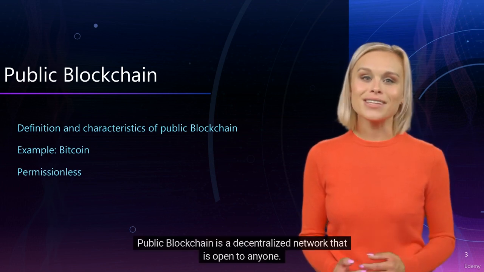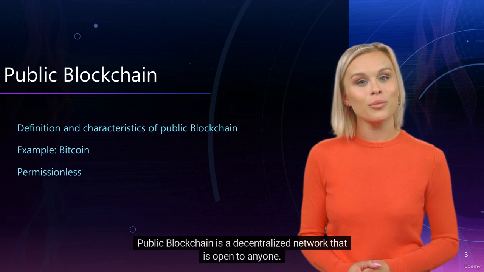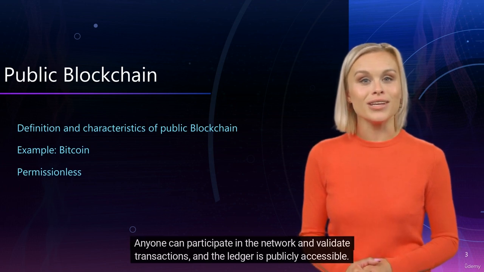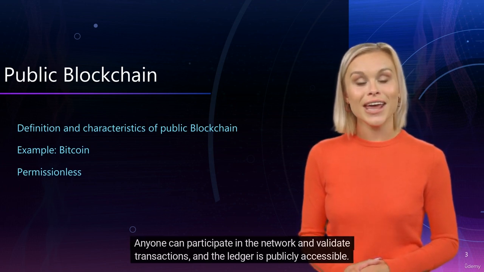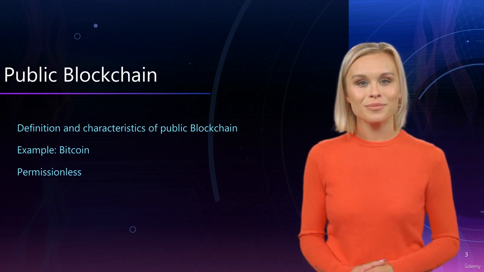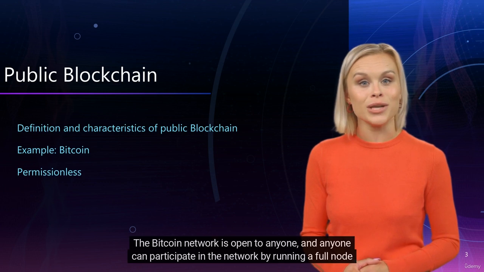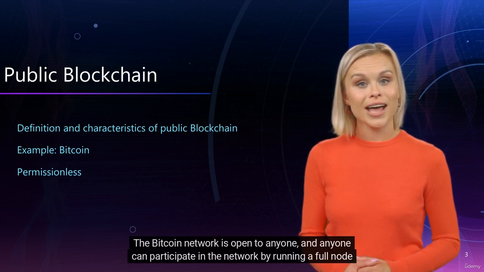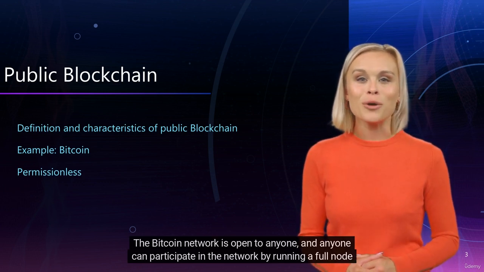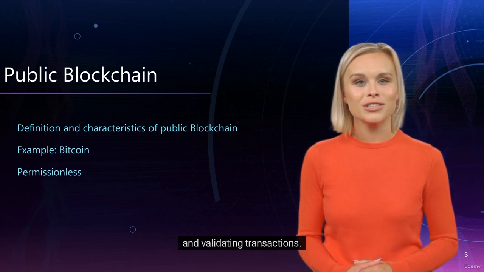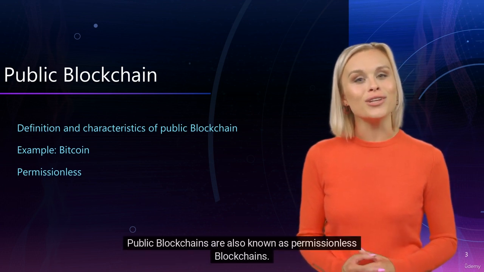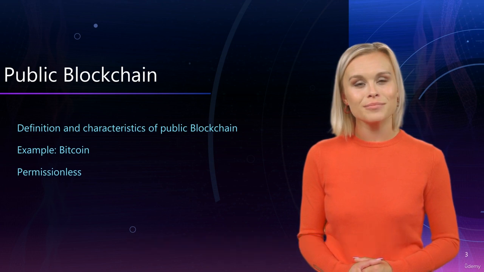Public blockchain is a decentralized network that is open to anyone. Anyone can participate in the network and validate transactions, and the ledger is publicly accessible. One of the most well-known examples of a public blockchain is Bitcoin. The Bitcoin network is open to anyone, and anyone can participate in the network by running a full node and validating transactions. Public blockchains are also known as permissionless blockchains.